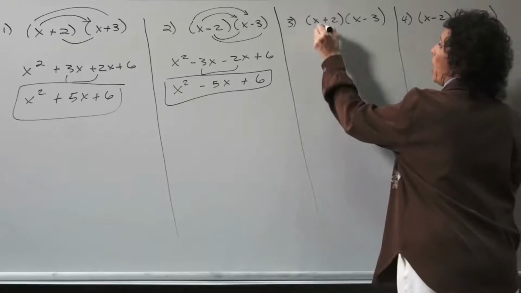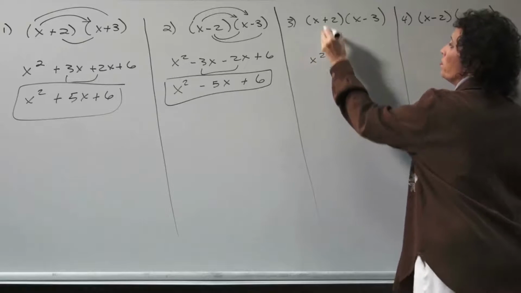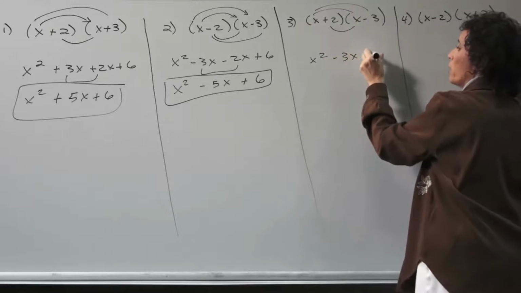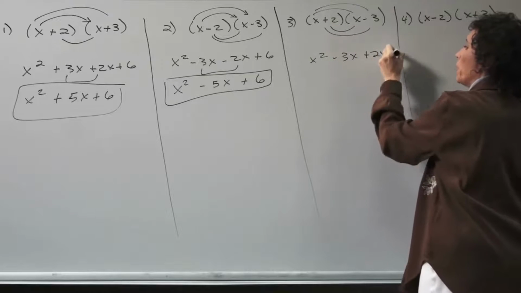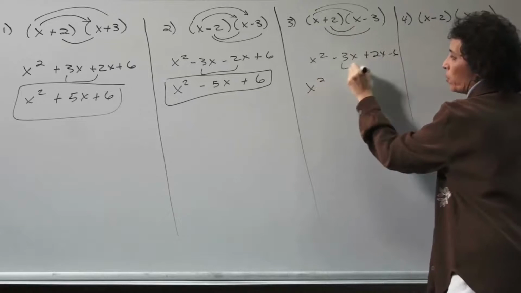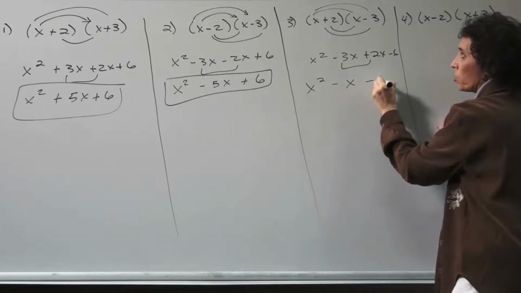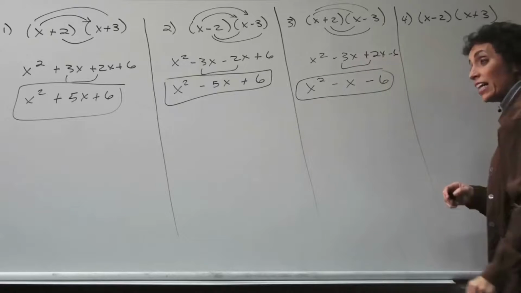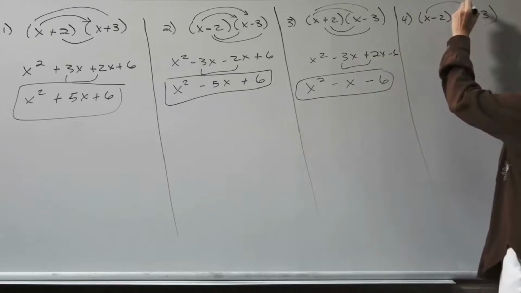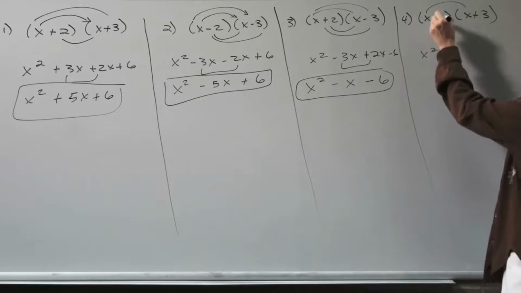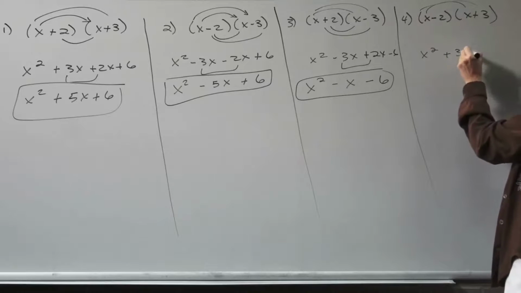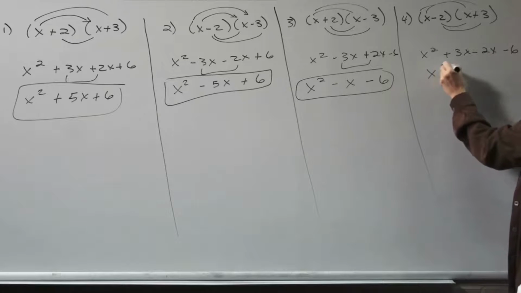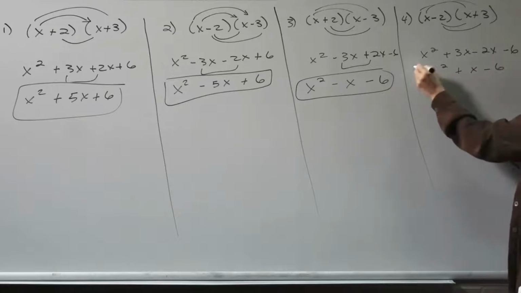Number 3. X times x is x squared, negative 3x, positive 2x, because remember, we've done this before, minus 6, which is x squared, combining like terms, minus x, minus 6. Okay? Finally, last but not least, x squared plus 3x minus 2x, right, minus 6, which is x squared plus x minus 6.